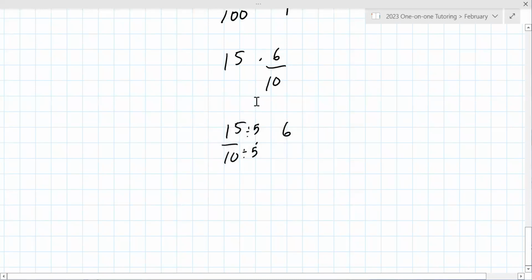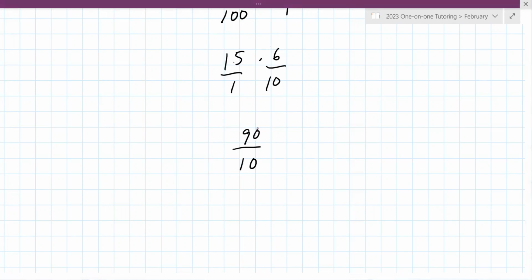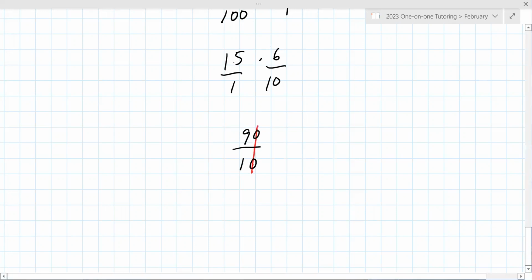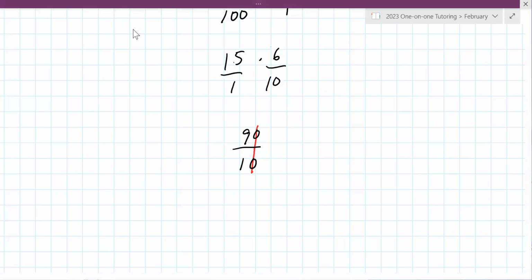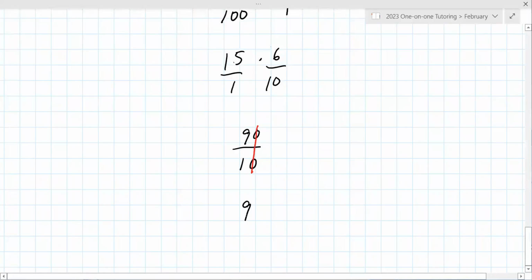No, that's not clear. Okay, so let's not do it that way. What is 15 times 6? I'm not sure. So 90 over 10. So now you can do the same thing. The zeros cancel like that. So you're left with just 9.